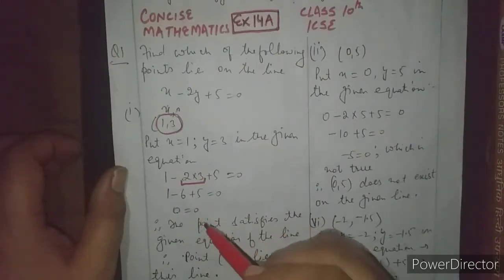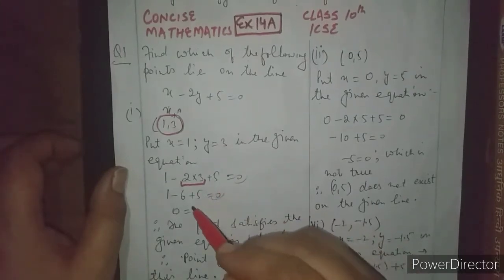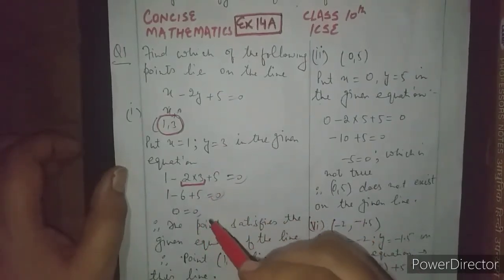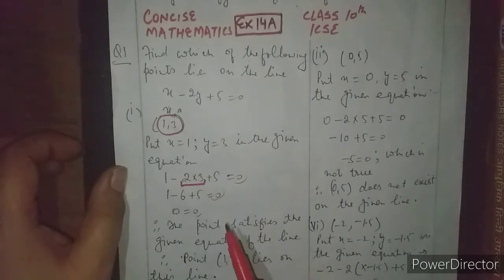What does it mean? It means that LHS is equal to RHS. This was our RHS, we were carrying it with us from the start itself. Now, 0 equal to 0 means the condition is satisfied, the equation is true. It means the point satisfies the given equation of the line. So our answer is that the point (1, 3) lies on this line. This is the solution of our first part.